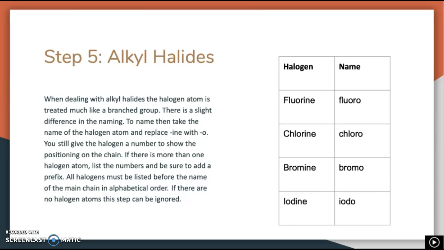To the right, I created a table showing you halogens and the names that would happen once you replace the INE with the O.